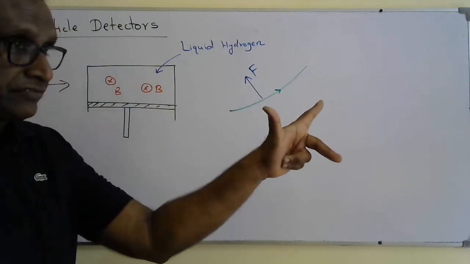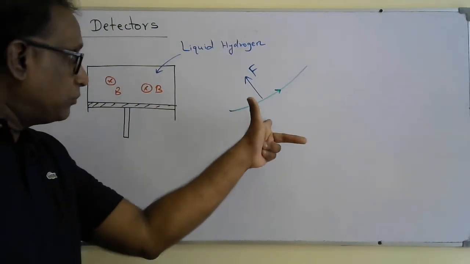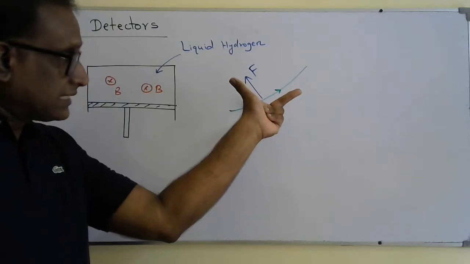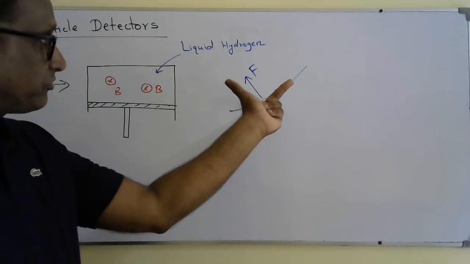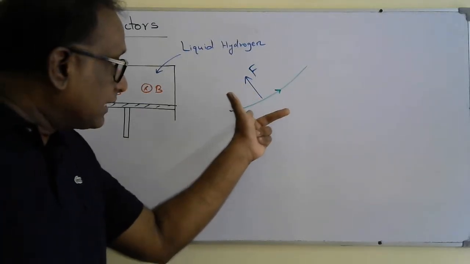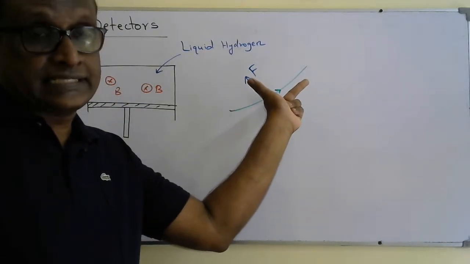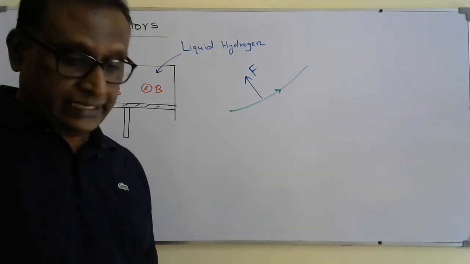I know the magnetic field is into the board. I can use Fleming's left hand rule. Magnetic field is into the board, force is in the upward direction. So the direction of current, you can see the second finger, is along the direction of motion. So it is a positively charged particle.